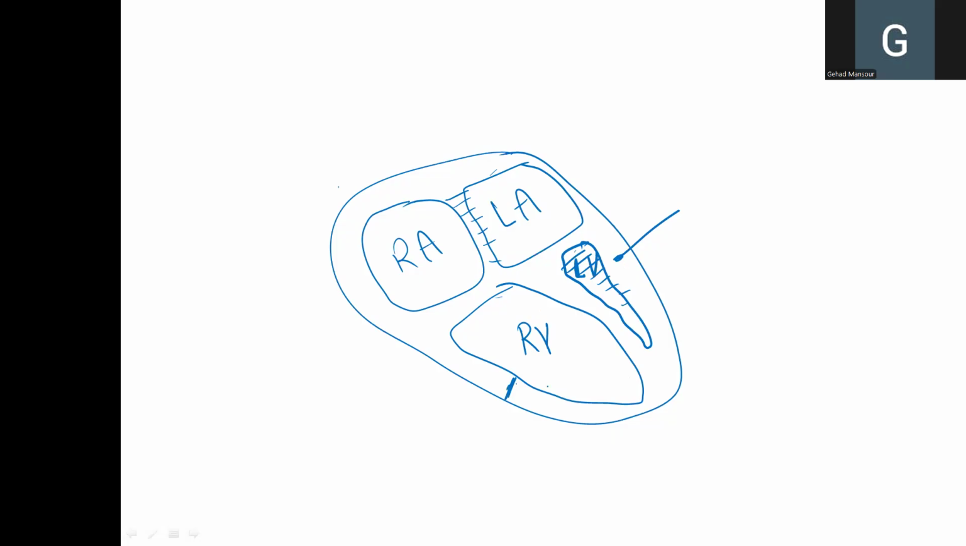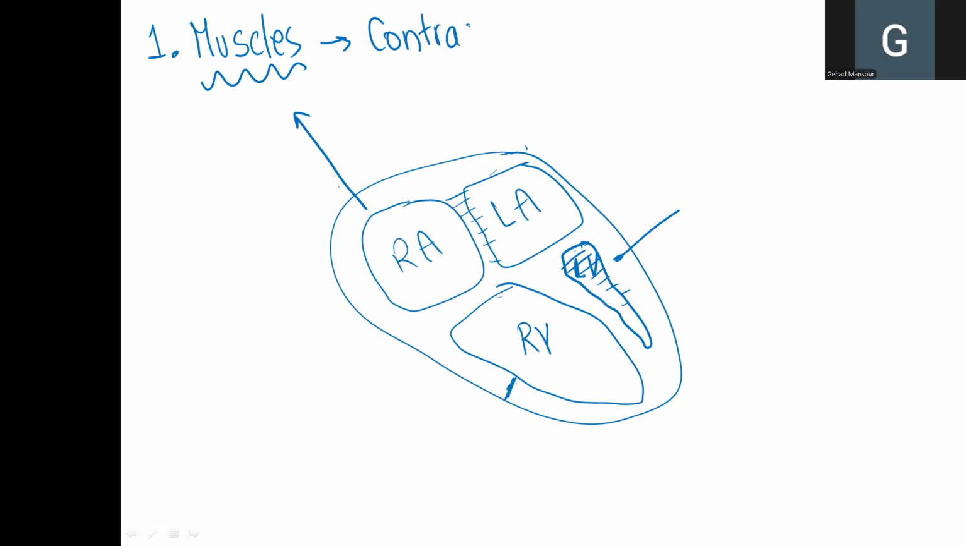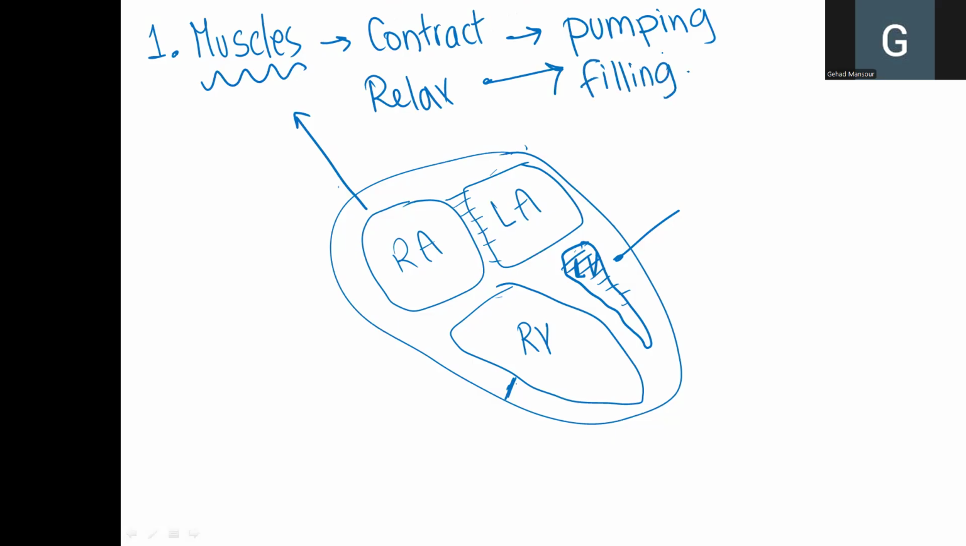If we go step by step, the first structure, adaptation of the heart, and the simplest one, is that the heart is made of muscles. How is this important for the heart? Muscles allow the heart to contract because muscles contract and relax. So when the muscles contract, this allows pumping of blood from one area of the body to another. And when these muscles relax, they allow filling with blood. This is number one.